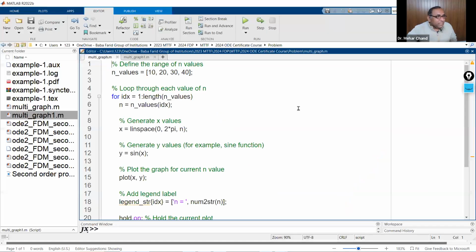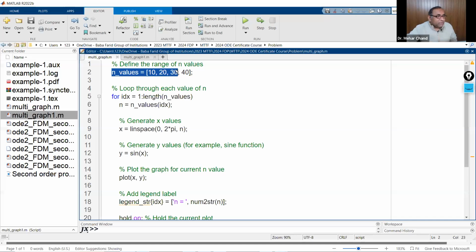Very simple. We have the values of n, and we have to define the range of n values. We have 10, 20, 30, and 40. What do you mean by this? These are the number of points. Then we choose a loop for each value, for 10, for 20, for 30, and for 40.